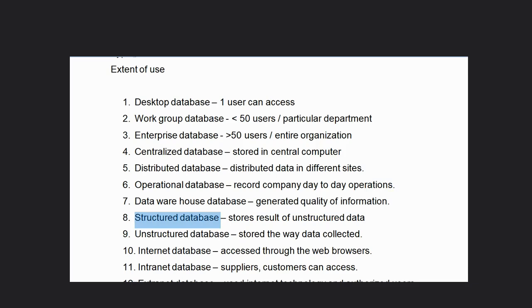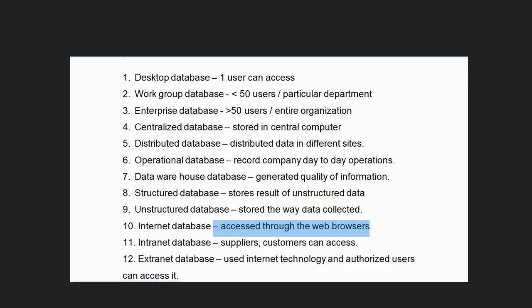Next, the eighth one, structured database. A structured database stores the result of processed unstructured data. Next, unstructured database. An unstructured database stores the data in the way it is collected, that is, in an unformatted way. Next one, internet database. An internet database can be accessed by users with the help of web browser interfaces.